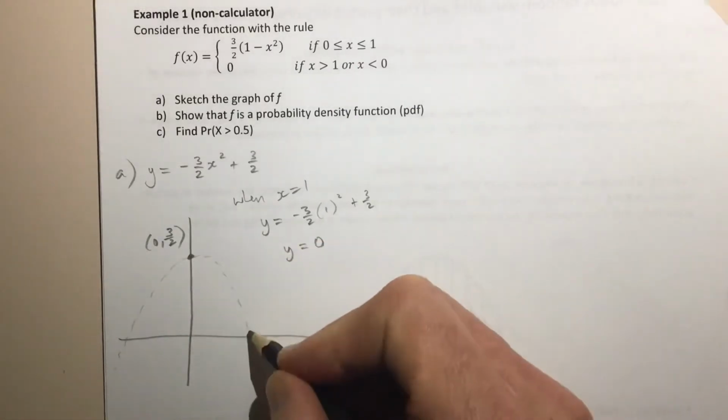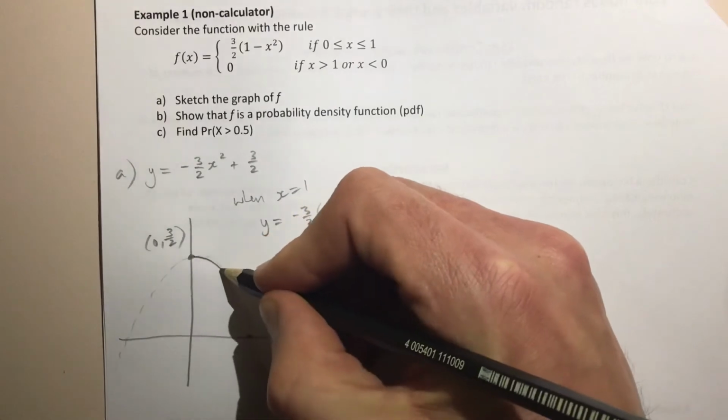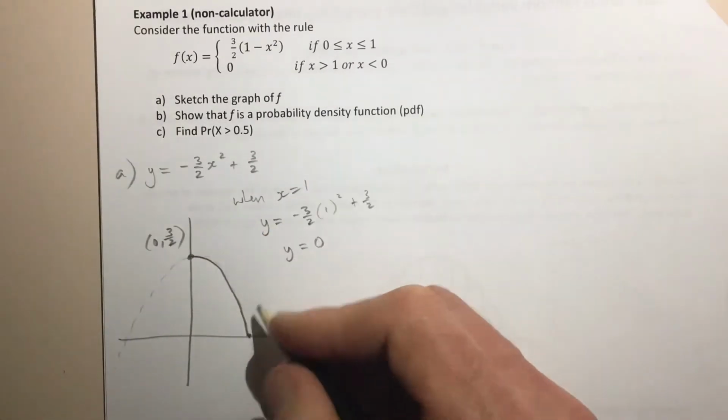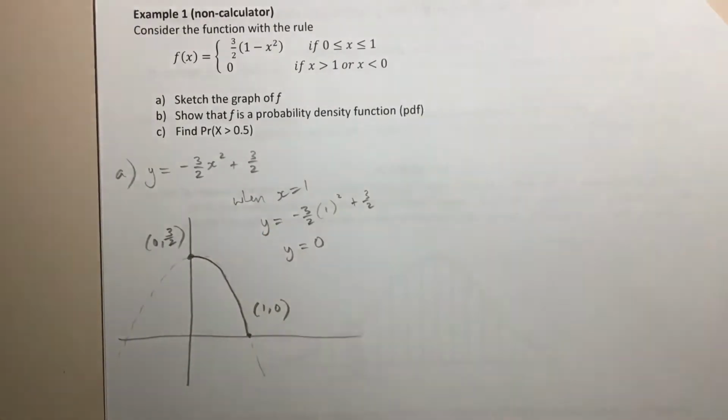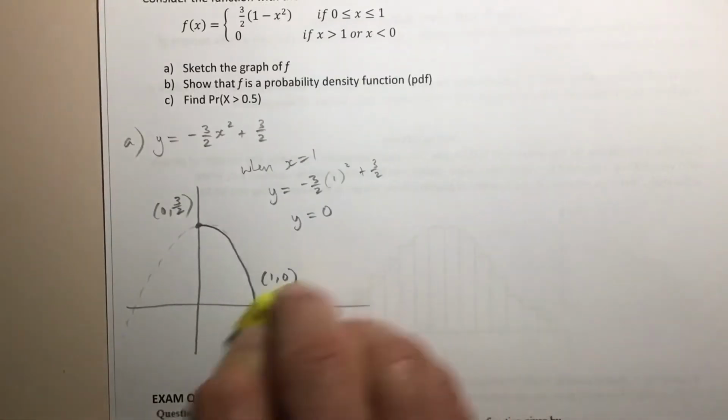So actually when I sketch this function, I'm really just sketching it from here to here, where this point is (1, 0). And the rest of that sort of dotted line that I drew in there can just go away.